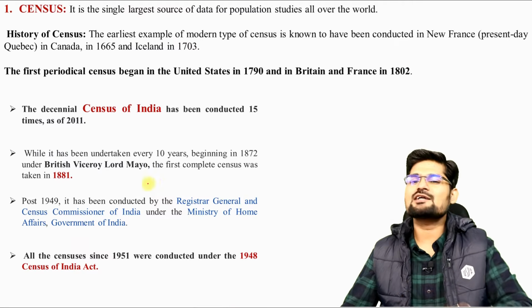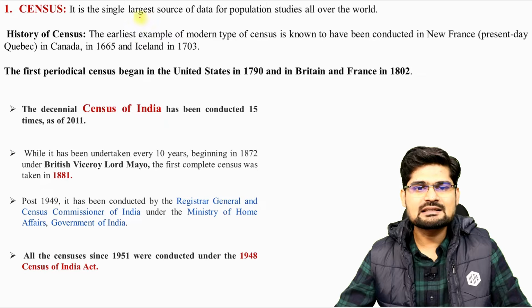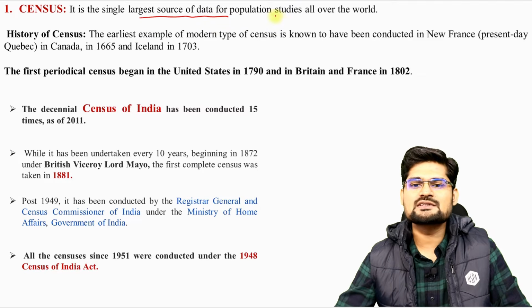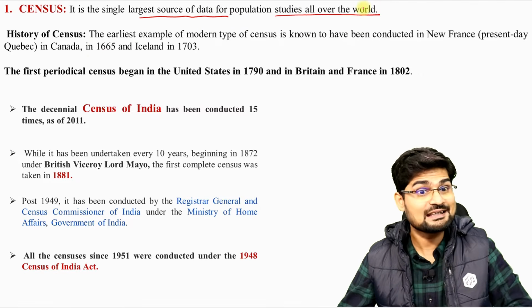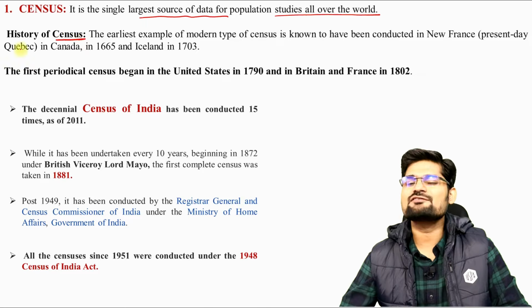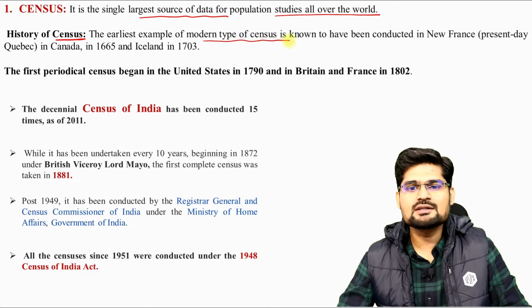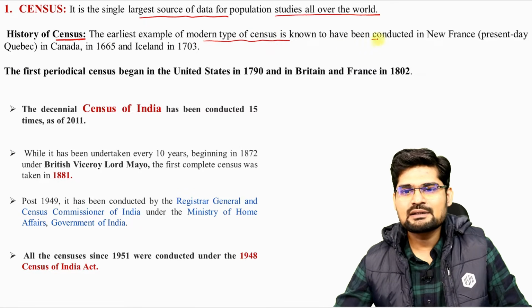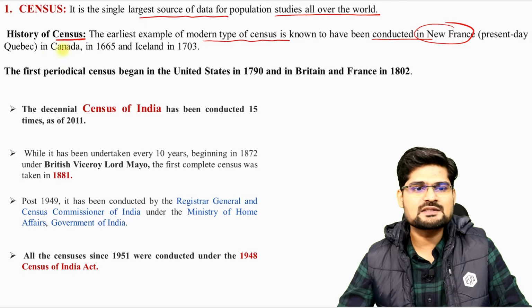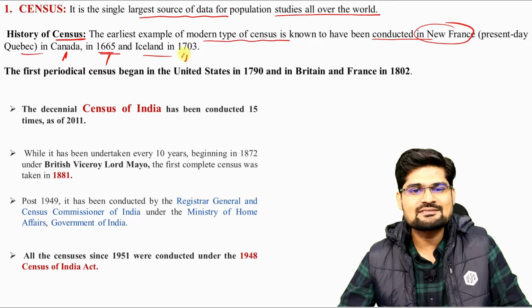So first let's start with the census. So remember, it is the single largest source of data for population studies all over the world, not just India, right? So the history of census, if you observe, examples of the modern type of census that we know have been conducted in New France, that is present day Quebec in Canada, in 1665, and Iceland in 1703.